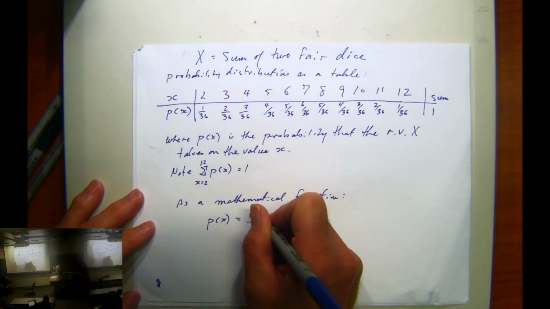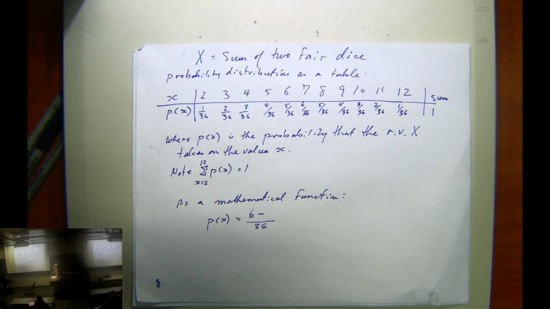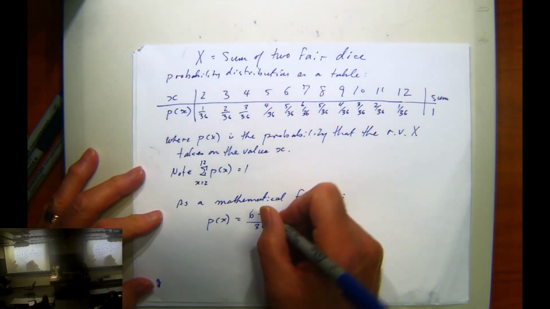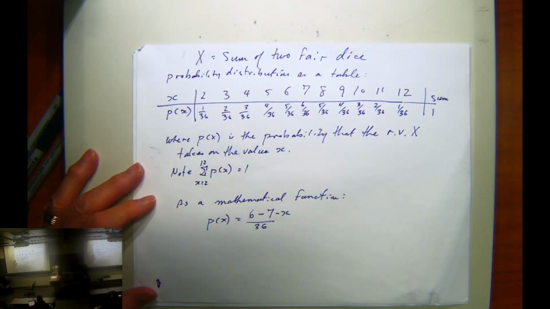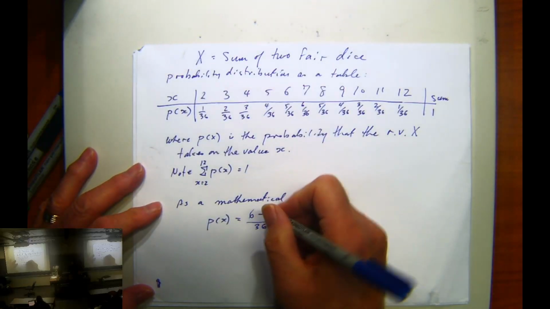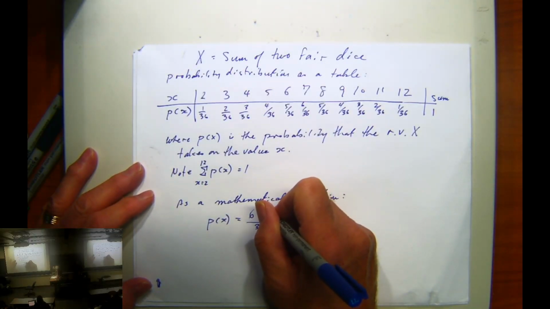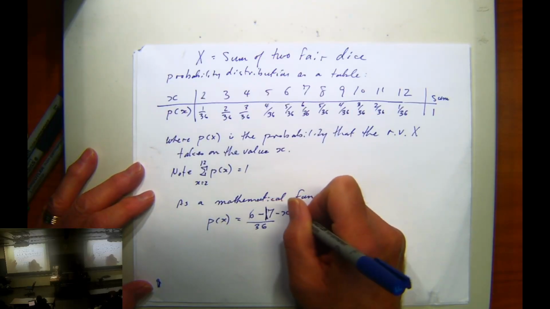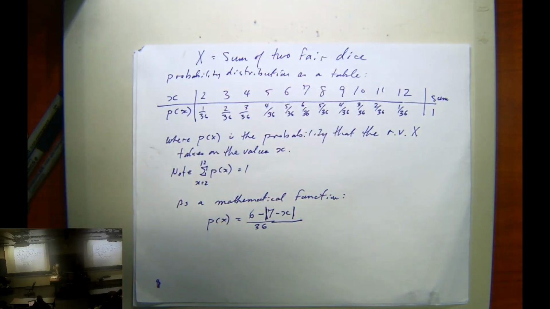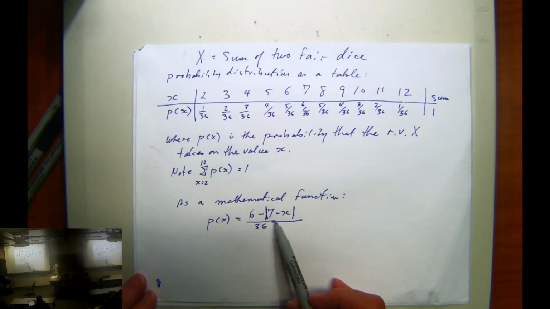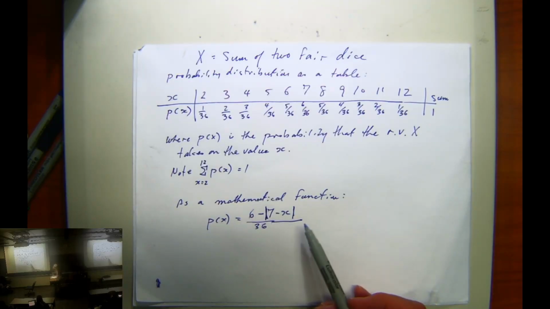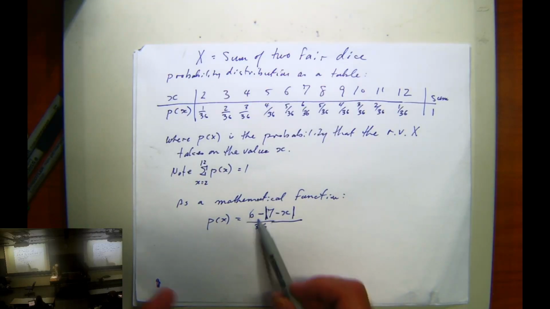6 minus 7 minus x, and put absolute values on that. Does that work? When x equals 7, I subtract nothing. When x equals 8, 7 minus 8, I could have done x minus 7. It wouldn't have made any difference. I could have flipped this around.